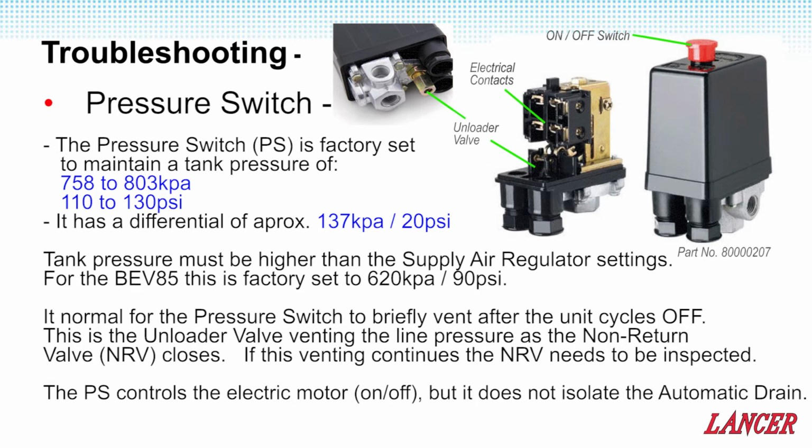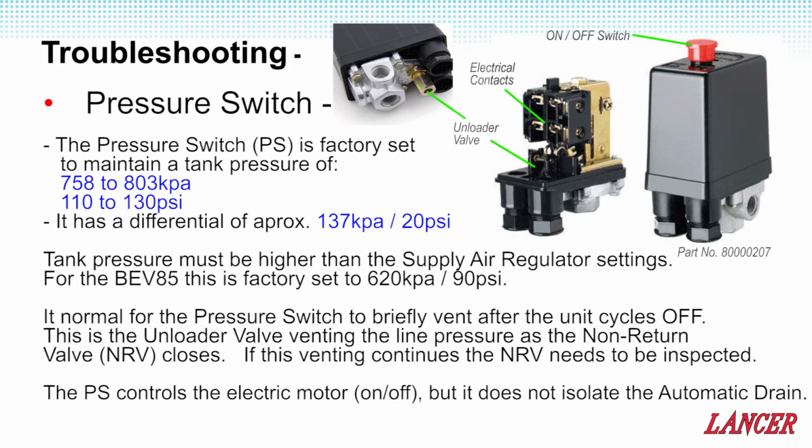Note that it's important that the tank pressure is higher than your regulated supply output. The BEV85 is factory set at 130 psi. Therefore, the pressure switch will cut out at 130 psi, but it will also cut back in again at about 110 psi, with a differential of about 20 psi. We will review how to adjust the pressure in a moment.